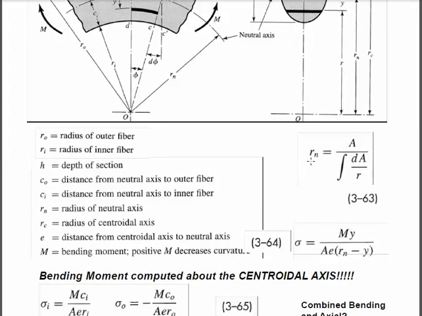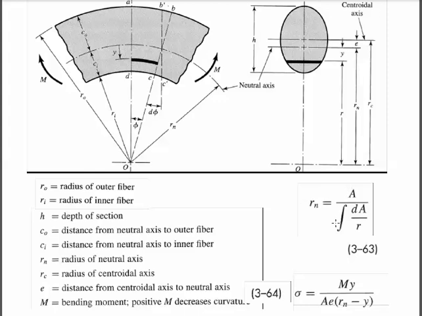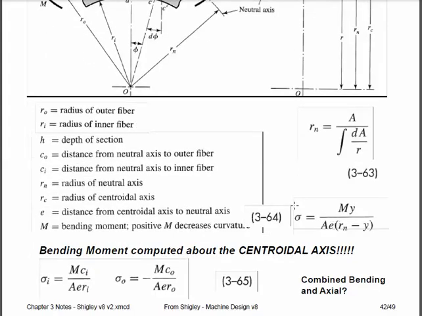Okay, the location of the neutral axis, here's the most important equation for finding that. The location of the neutral axis is the area divided by an integral of dA divided by the radius. So total area divided by this integral dA over r. For odd shapes, we would actually have to do this integration. Of course, we have a table in the text for standard shapes. I would suggest you go ahead and put that table into your notes.